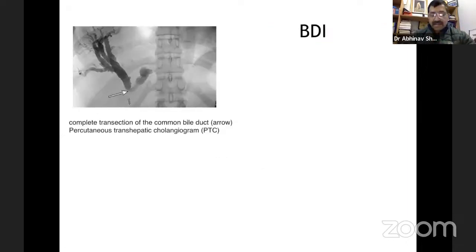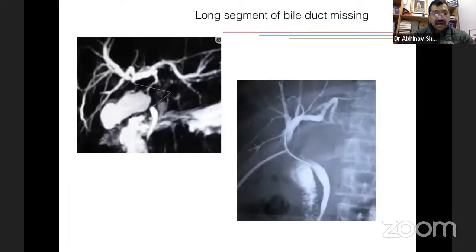This is the circumferential injury, Strasberg type E injury, where you can see the confluence is patent, but there is no opacification of distal ducts beyond the confluence on percutaneous cholangiogram. So this is not amenable to ERCP. This picture shows that a large segment of the CBD is missing, and you can see a T2 attempt has been made.